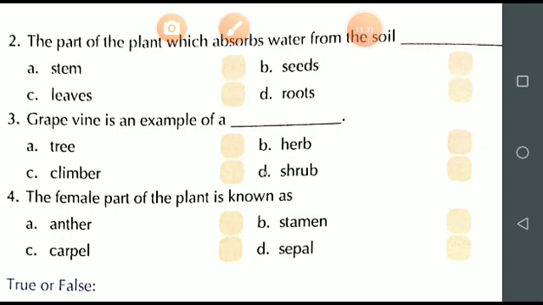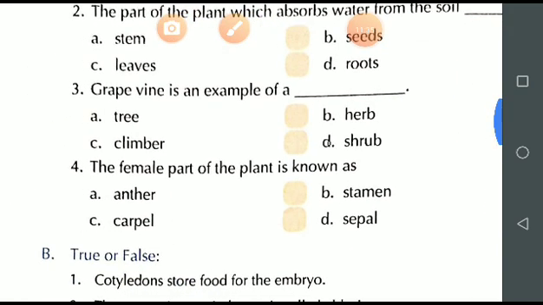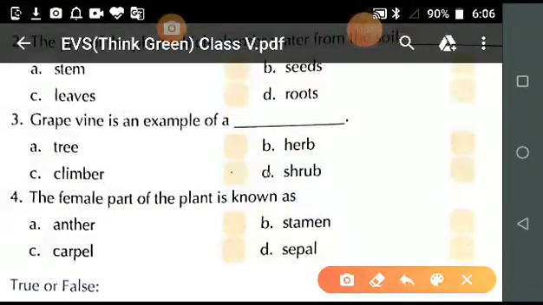Now, option number C, climber. Yes, student, this is the right answer. Grapevine is an example of a climber, because these plants have weak stems and they need support to grow. They take the support of a wall or stick or some other plant, and are known as climbers. So the right answer is climber.